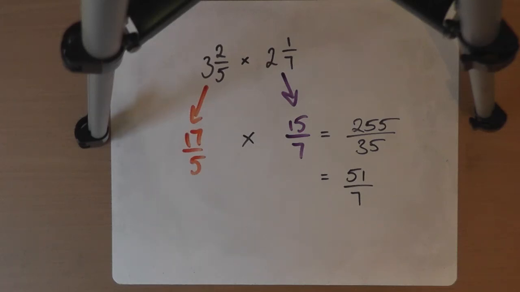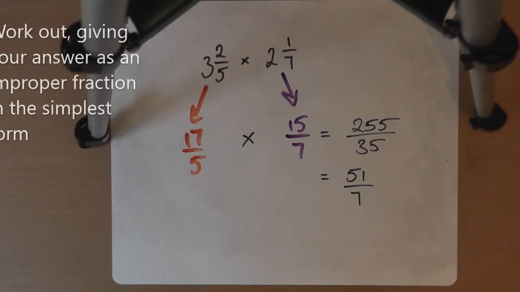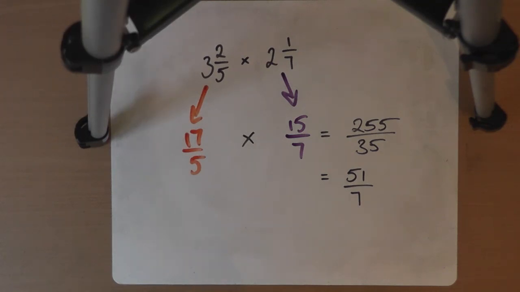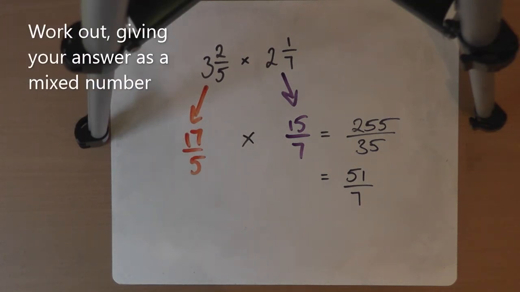And that might be acceptable as an answer. Alternatively, it might not, and it kind of depends what the question says. The question might just say work out, in which case then you are welcome to leave the answer in whichever form you wish. It might say work out, giving your answer as an improper fraction in the simplest form, in which case that is perfectly acceptable as an answer, and in fact more than acceptable, correct. Or the question might say, and give your answer as a mixed number.